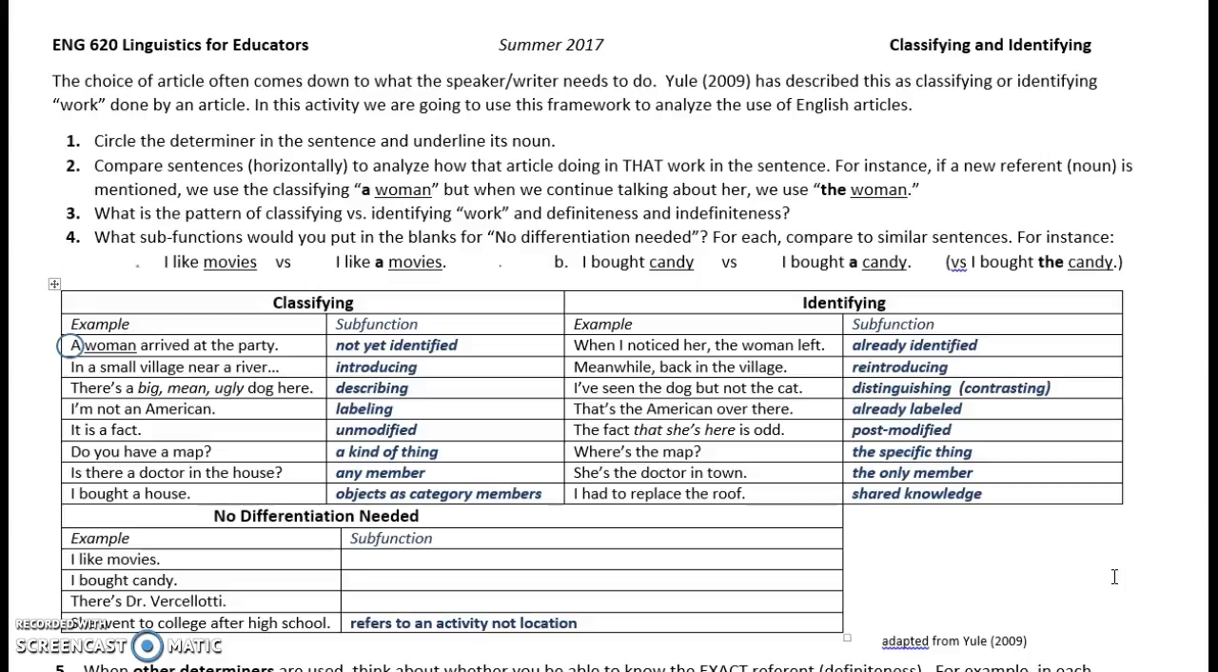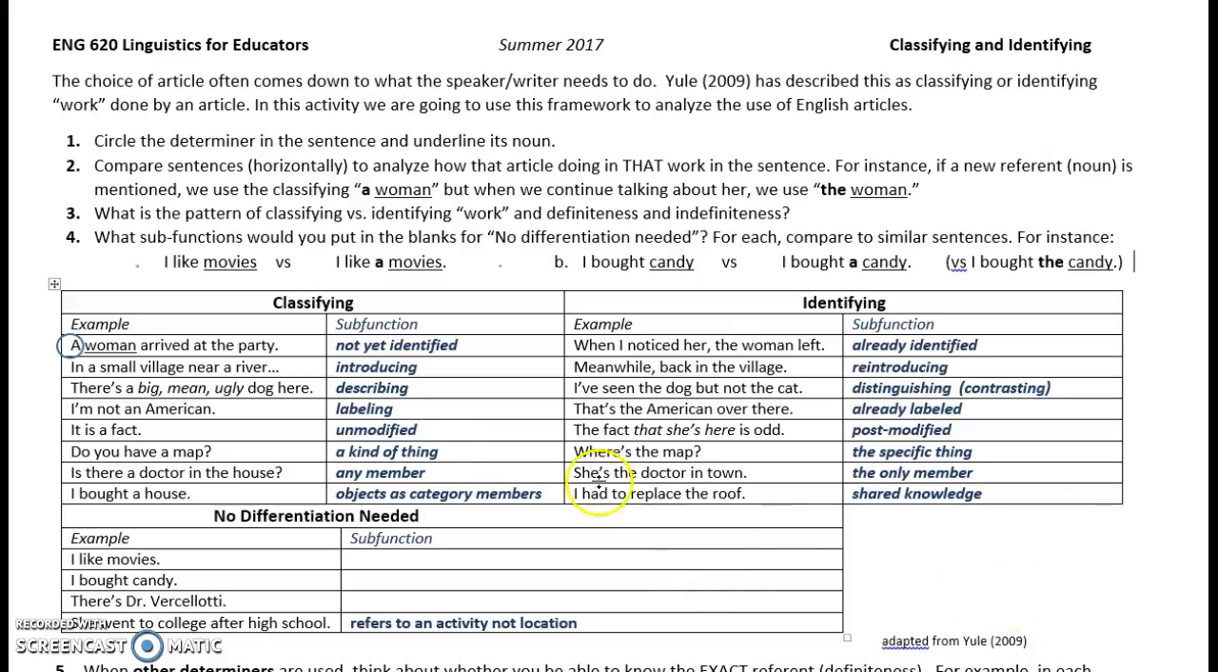Very similar to that is the introducing and the reintroducing subfunction that Yule describes. In a small village near a river is introducing a new referent to the discourse, like if you were telling a story. But in that same story, if later on you said, meanwhile, back in the village, it would be a reintroducing.